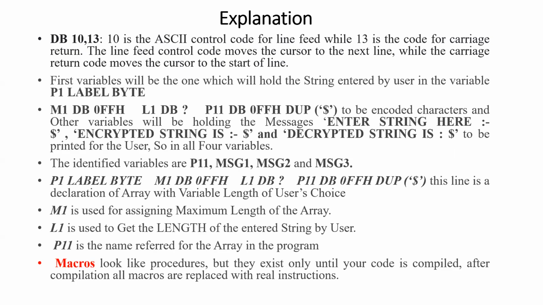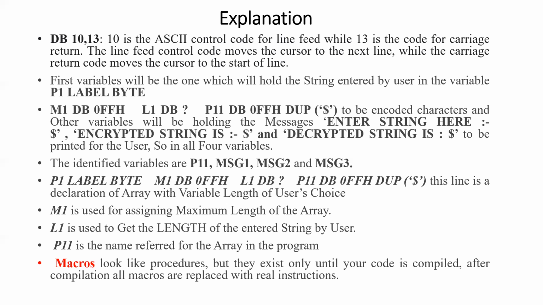Moving further, we are going to use the term DB, where DB stands for data byte. It's nothing but memory allocated to assign a specific space. Now, 10 comma 13: what exactly do they represent? 10 is the ASCII control code for line feed, whereas 13 is the code for carriage return. Line feed moves the cursor to the next line, whereas carriage return moves the cursor to the start of a line.